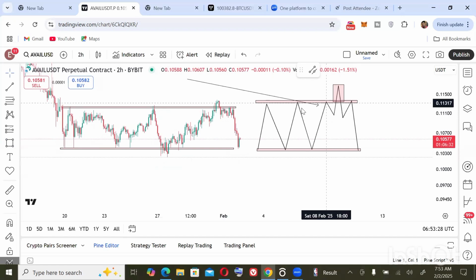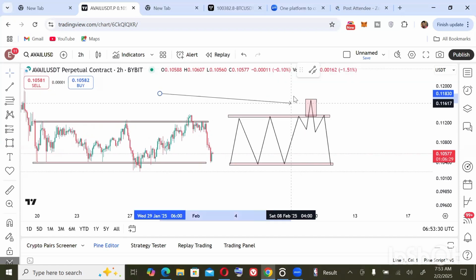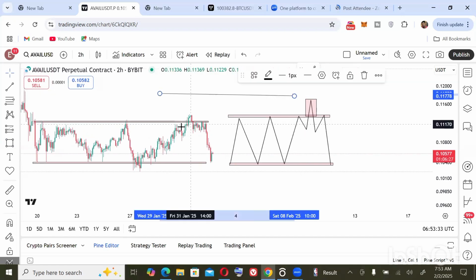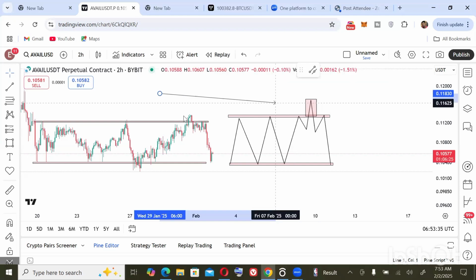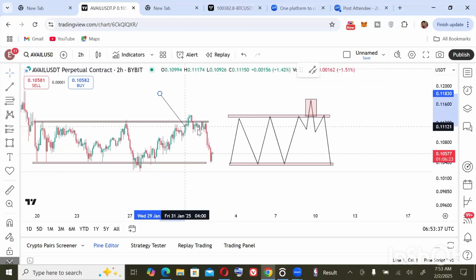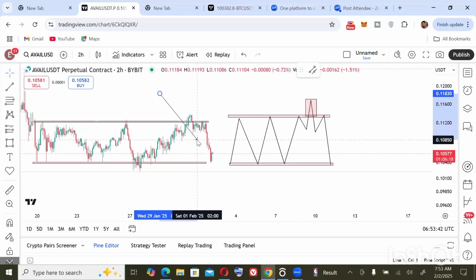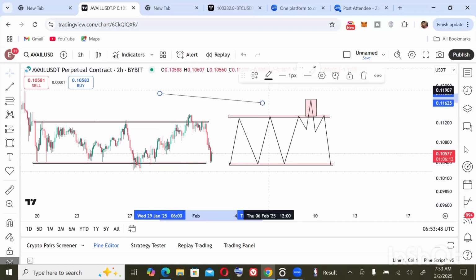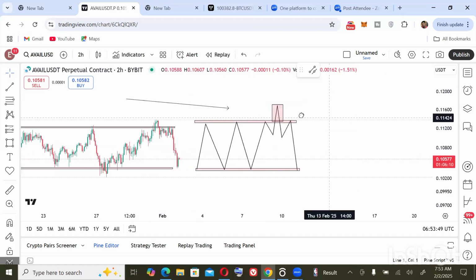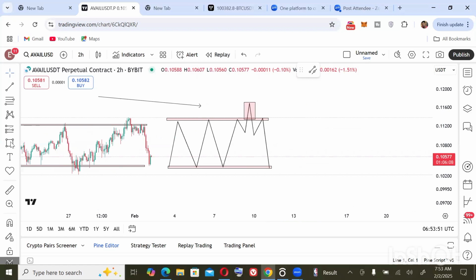Now, why do we say it's a fake out? It's a fake out because if you see here, when price makes a move out of this range, it goes back again into the range with visible displacement. For those of you who don't know, a displacement is usually a fair value gap.